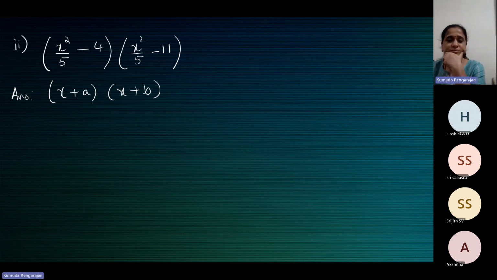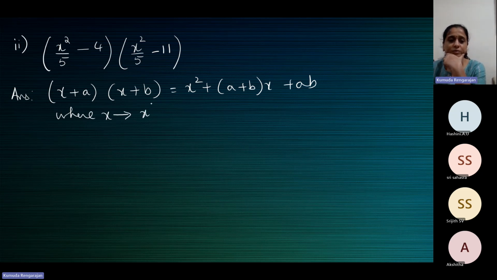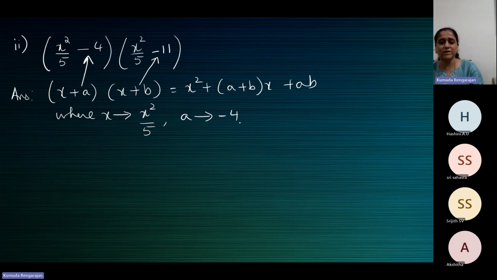So x plus A into x plus B is equal to x squared plus A plus B of x plus AB, where what is x? X squared by 5. What is A? Minus 4, because plus A is equal to minus 4. Plus A means A. A is equal to minus 4. There itself you're getting it. See, plus A means A. So A is minus 4. Plus B is equal to minus 7. So B is minus 11.